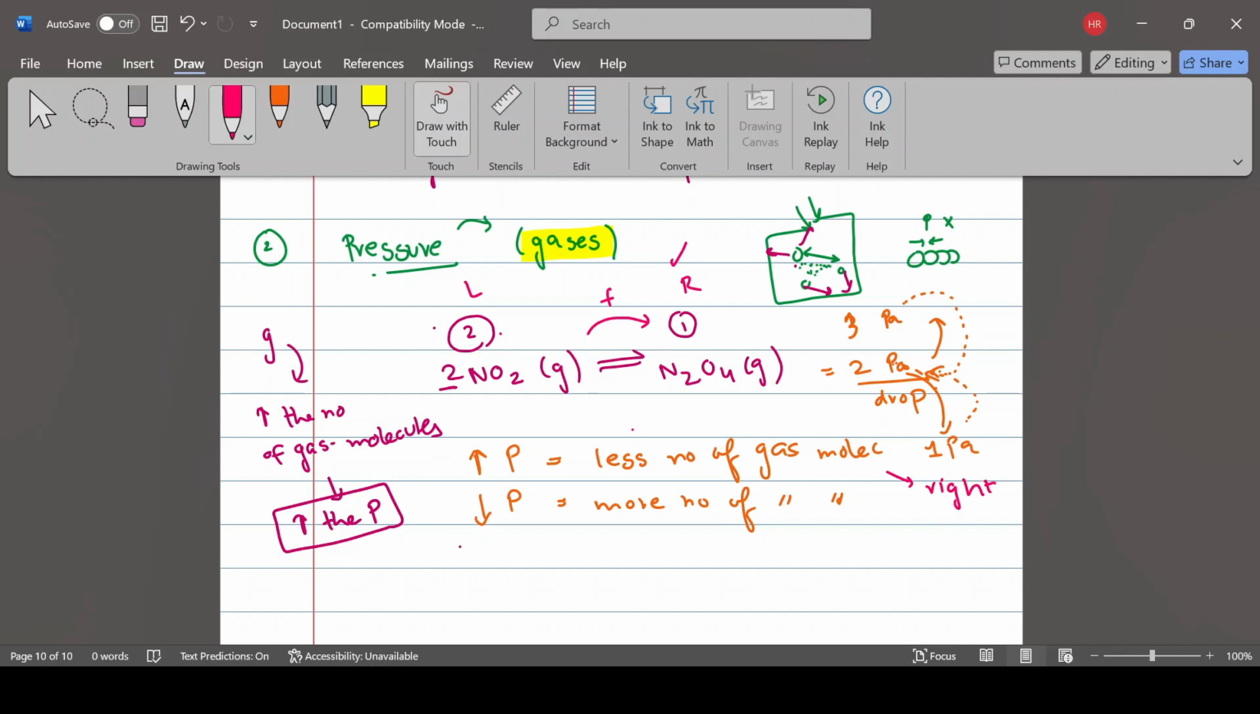Similarly, when you decrease the pressure, it's going to favor the side that contains more gaseous molecules. So we say that the equilibrium position shifts towards the left side because there are more gaseous molecules present, and that is why more NO2 will be produced. Right? Do you get this point? Alright. So that is it for the pressure part.